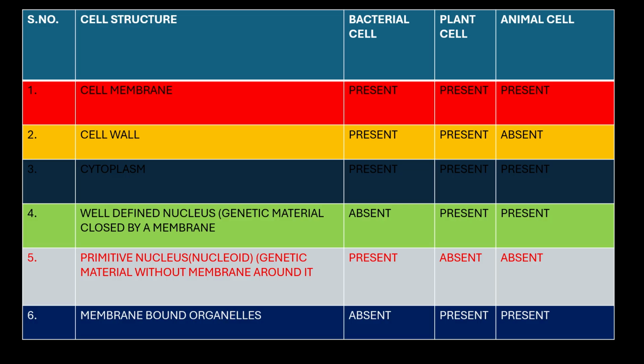Well-defined nucleus, genetic material enclosed by a membrane. It is absent in bacterial cell but present in plant and animal cell. Primitive nucleus, nucleoid, genetic material without a membrane around it. It is present in the bacterial cell but absent in the plant and animal cell. Membrane-bound organelles, absent in bacterial cell but present in plant and animal cell.